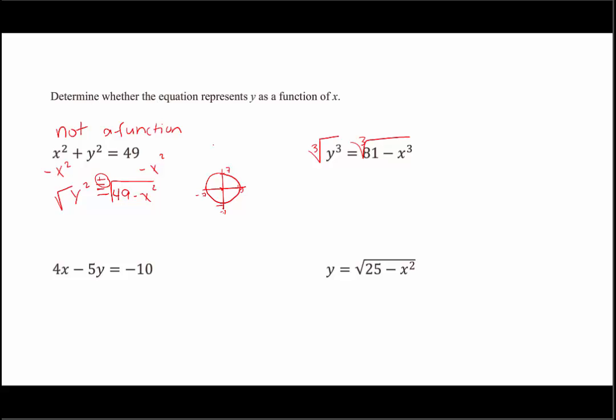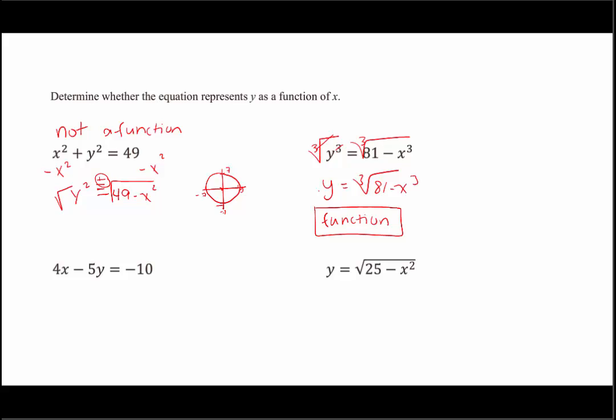Because it's an odd index, or we took an odd root, we don't include that positive or negative. With the odds, we don't have to worry about that the way we did with the even in that previous example. So we end up with just y equals the cube root of 81 minus x cubed. So even though we did do something kind of weird, this one is a function. It turns out this one is a function because we don't have that weird positive or negative in this scenario.